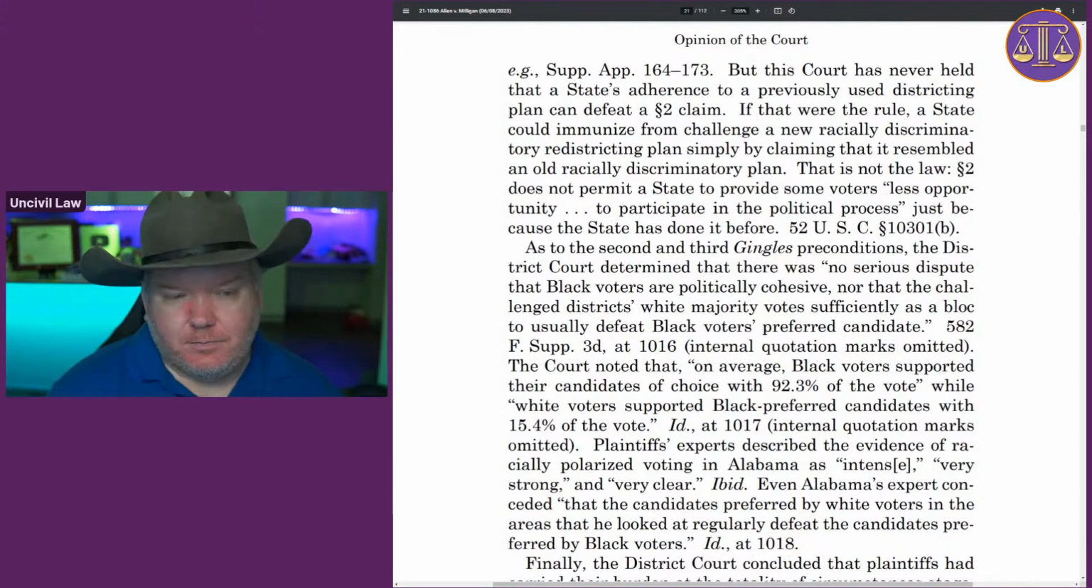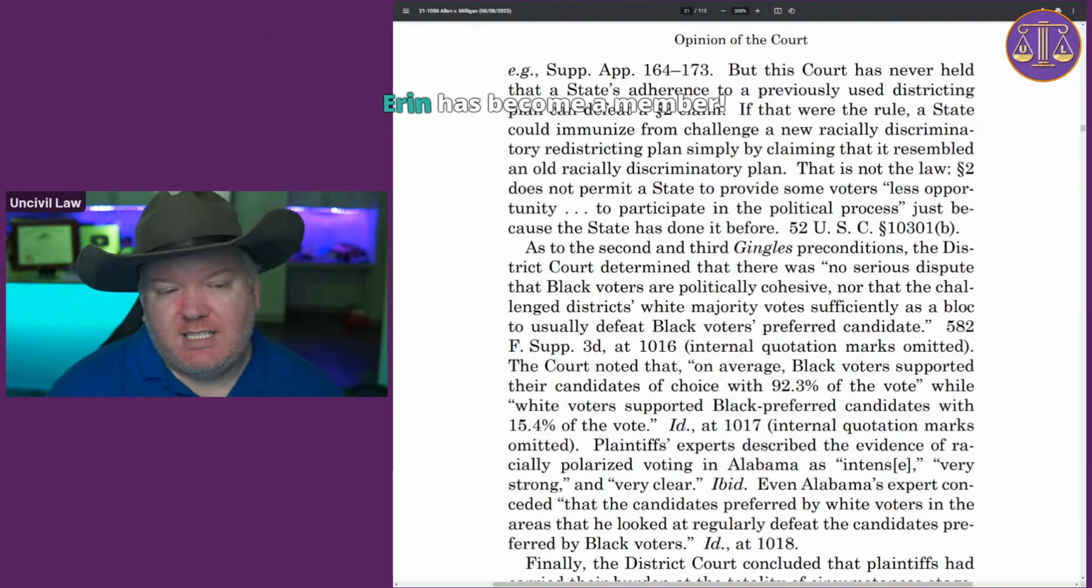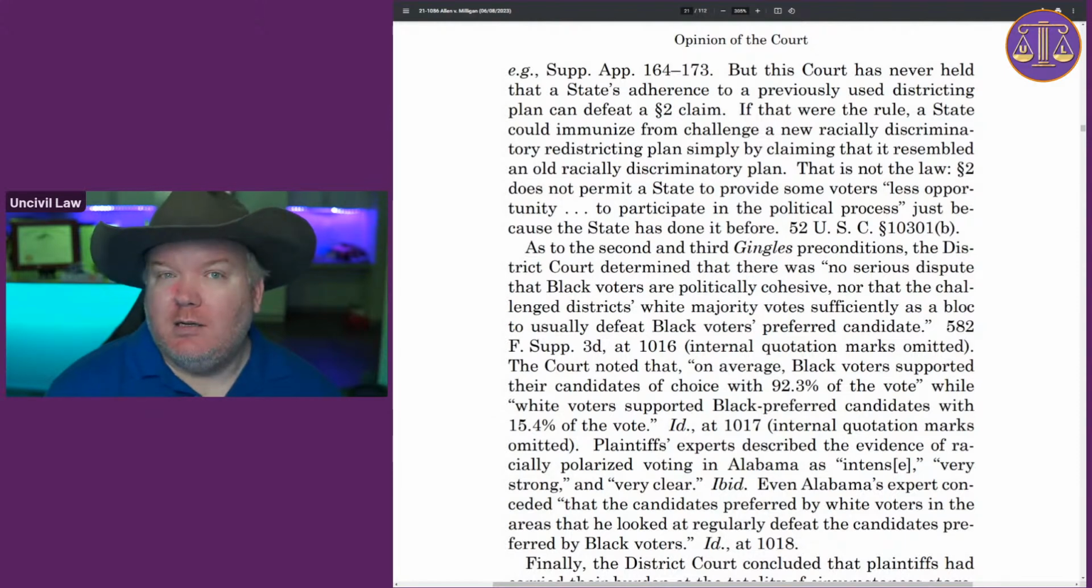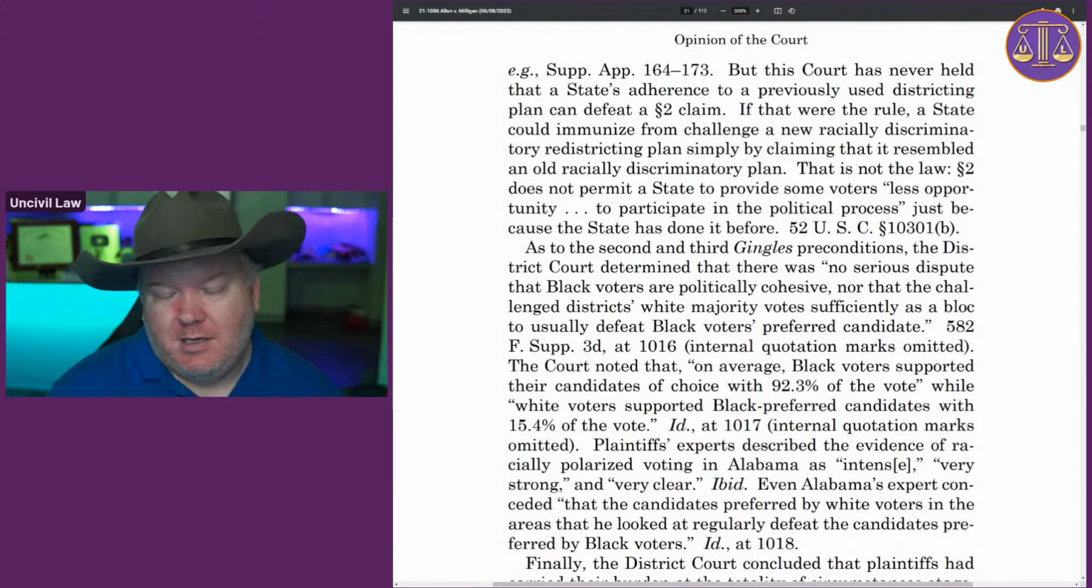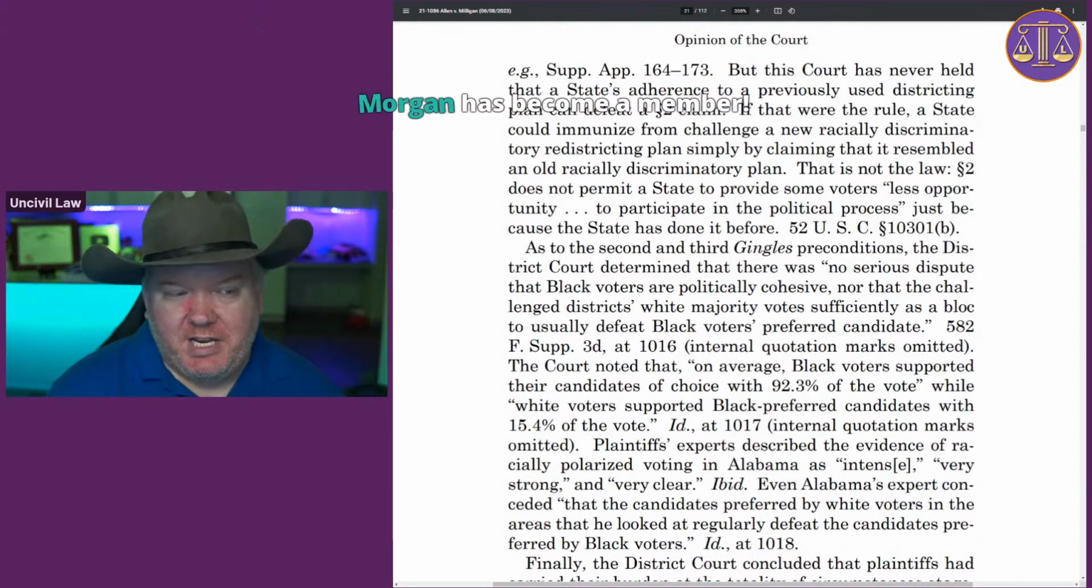Yeah, that makes sense. Section 2 does not permit a state to provide some voters less opportunity to participate just because it might have done it before. Oh, yeah, also to the extent you were sinning before, you're still sinning. So just because it was approved before and wasn't successfully challenged doesn't mean it's right either. So, yeah, you might have gotten away with it, but that's not enough.